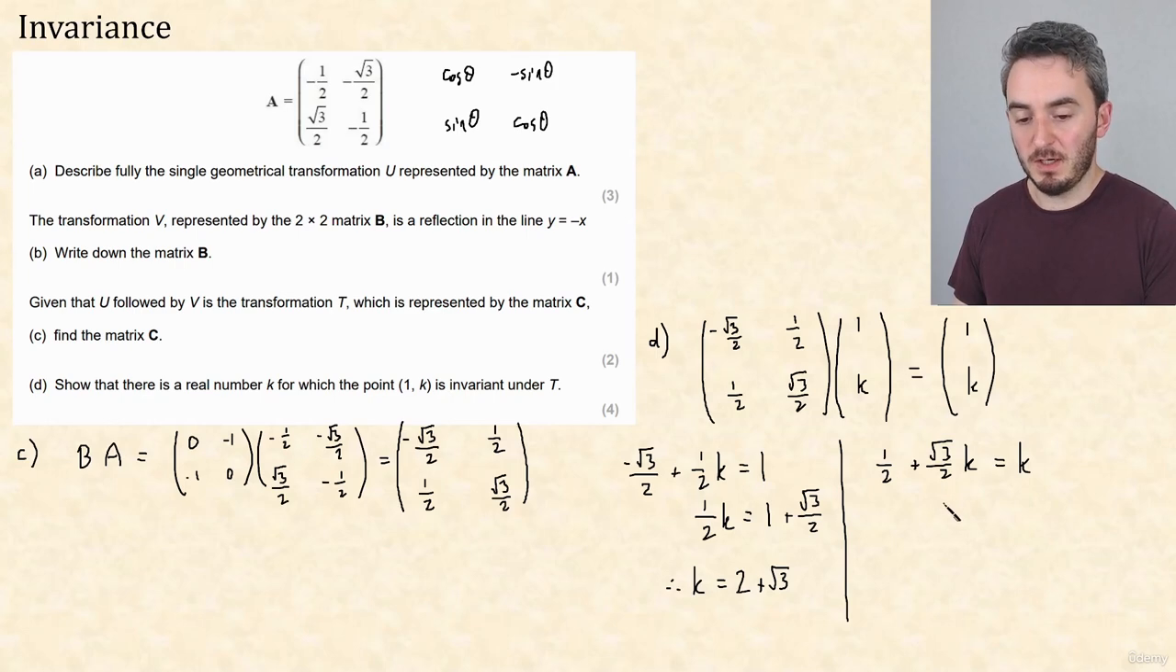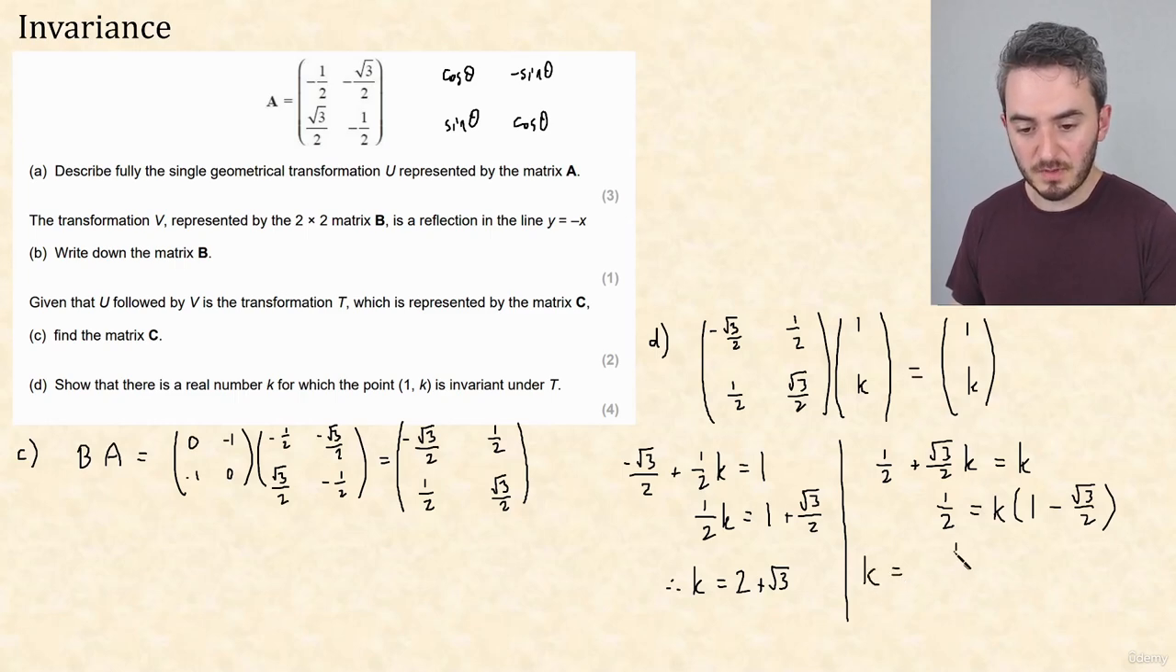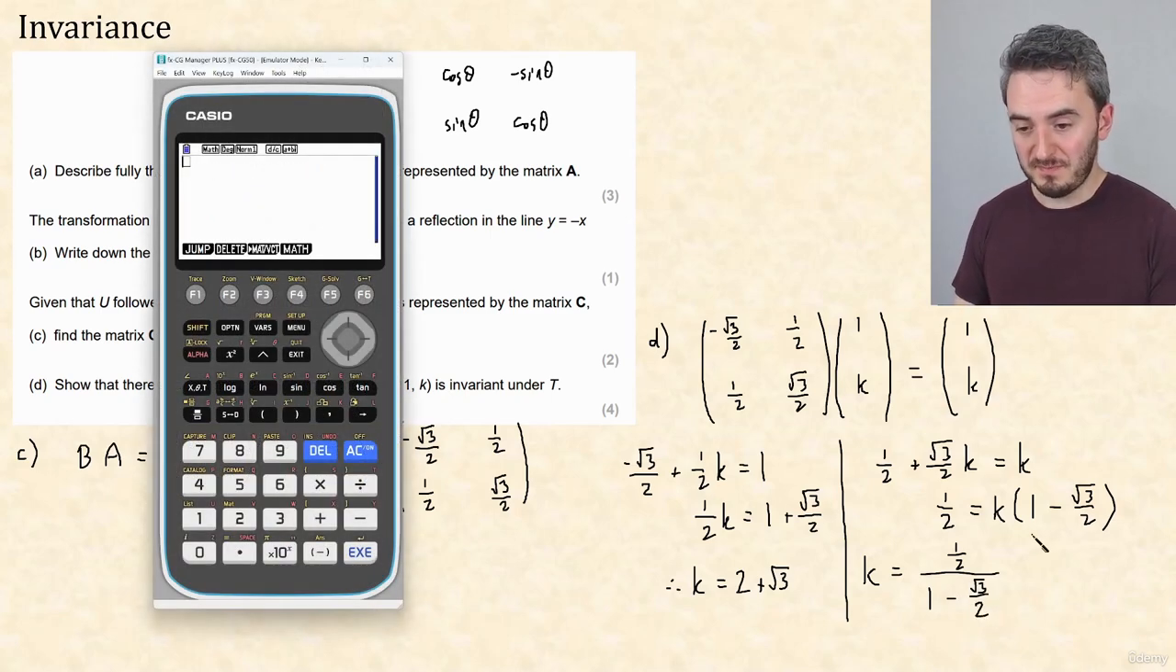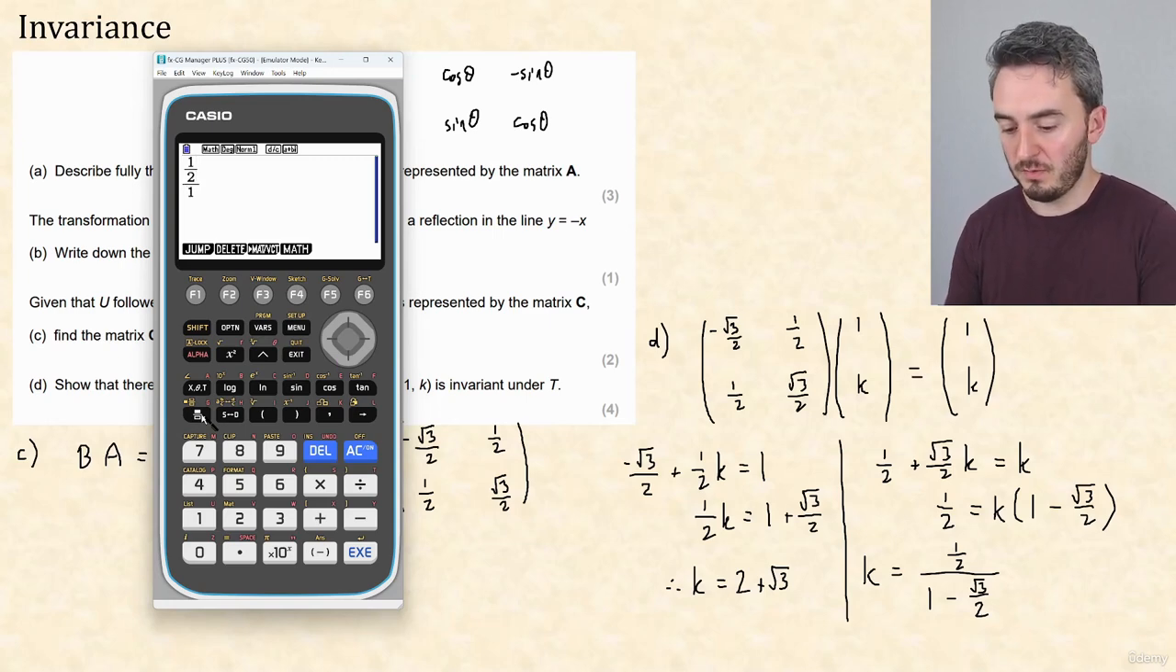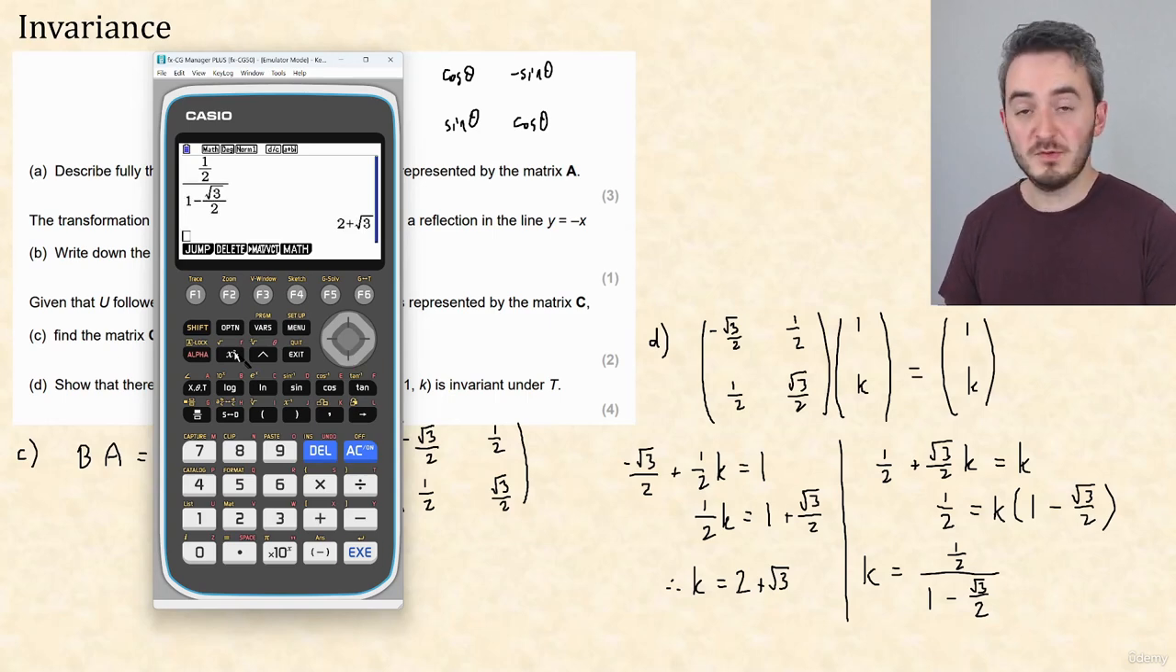So I'm going to have a half equals k minus root 3 over 2 k. I can factorize out the k, giving me 1 minus root 3 over 2. Well, that means that k is a half divided by 1 minus root 3 over 2. So that looks different, but let's just use our calculator and see what it actually is. So that is a half divided by 1 minus root 3 over 2. And look, lo and behold, it's 2 plus root 3.